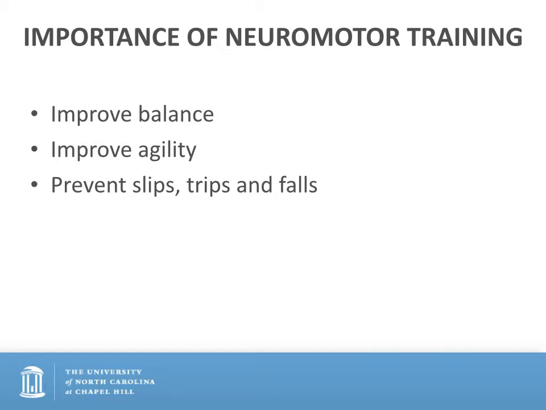Let's now move on to the ACSM's recommendations for neuromotor training based off the FITT-VP principle. You may notice in the next couple slides that many of the components of the FITT-VP principle are unknown in relation to neuromotor training. This is because there is variability in the quality of available studies, and therefore, more studies need to be done before the ACSM can make recommendations for neuromotor training.